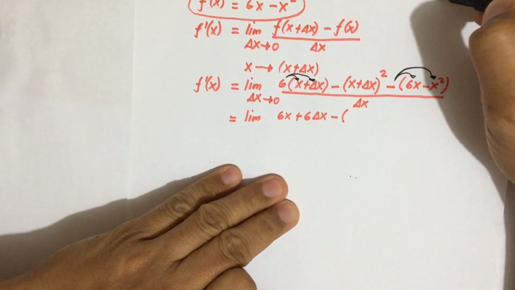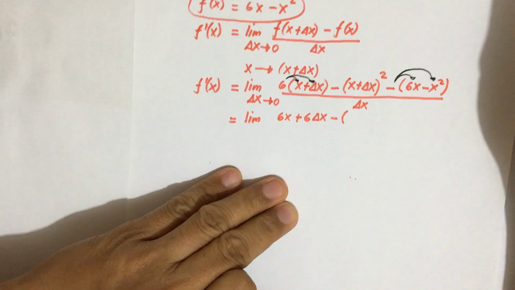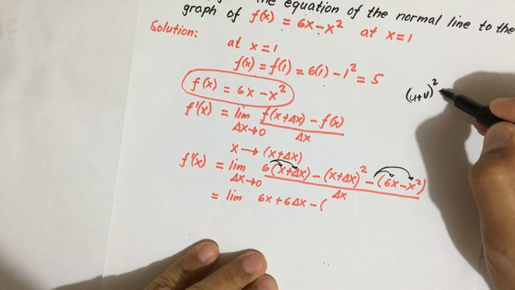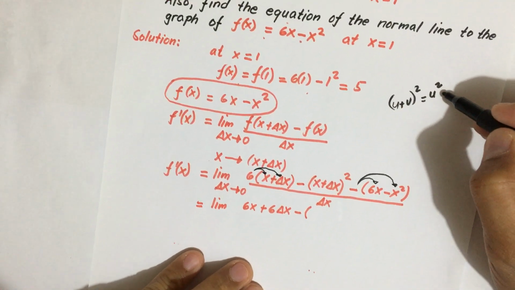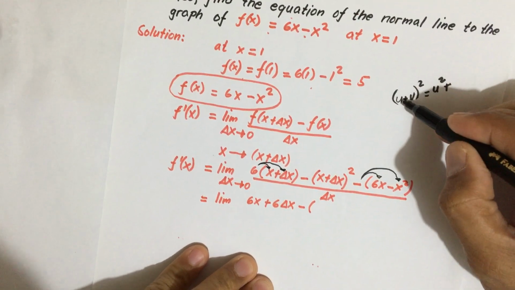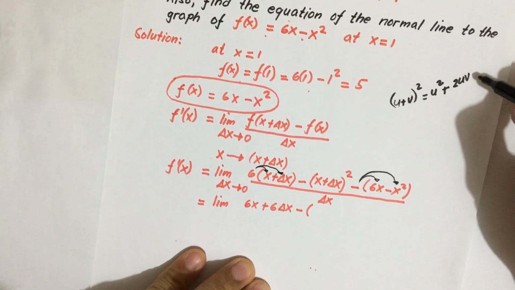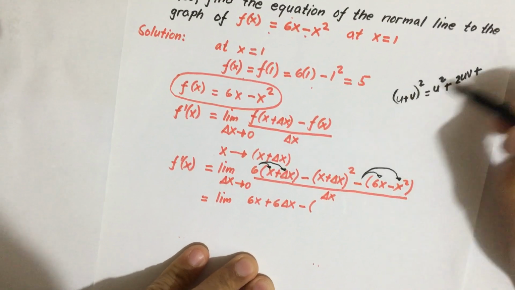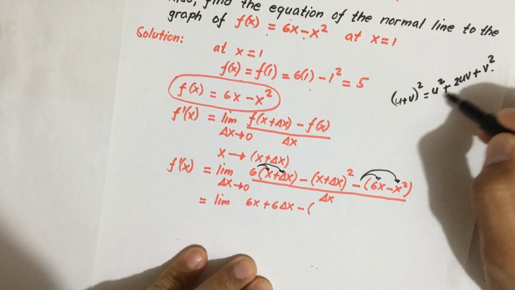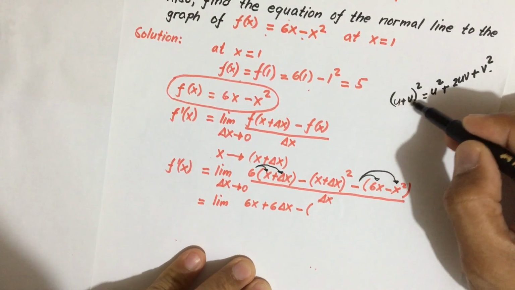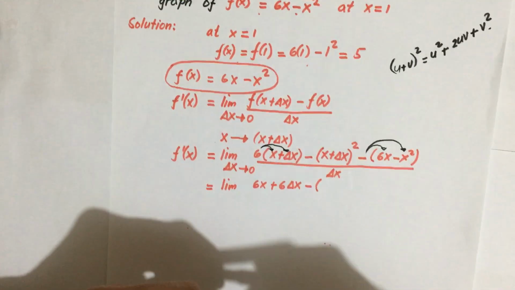say u plus v squared, this is equivalent to u squared, so square of the first term, then plus twice the product of the first and second term, so 2uv, then plus square of the second term, so you square the second term, v squared. So we have to follow this equivalent when you expand this u plus v squared. We have x plus delta x squared, so we have to follow that equivalent.